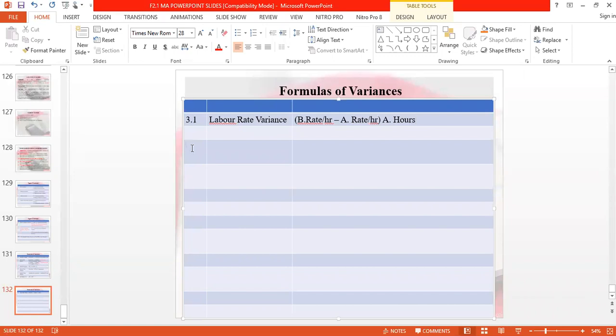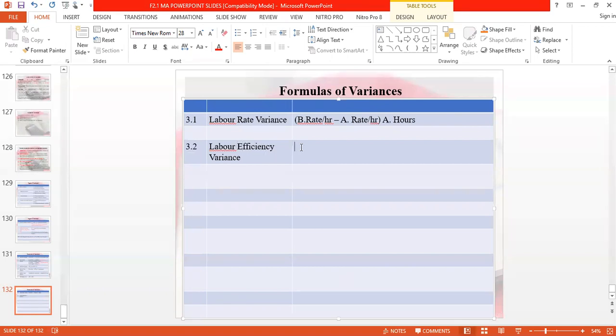That is 3.1. I'm repeating 3.1. Budgeted rate per hour minus actual rate per hour times actual hours. 3.2. Labor efficiency variance.